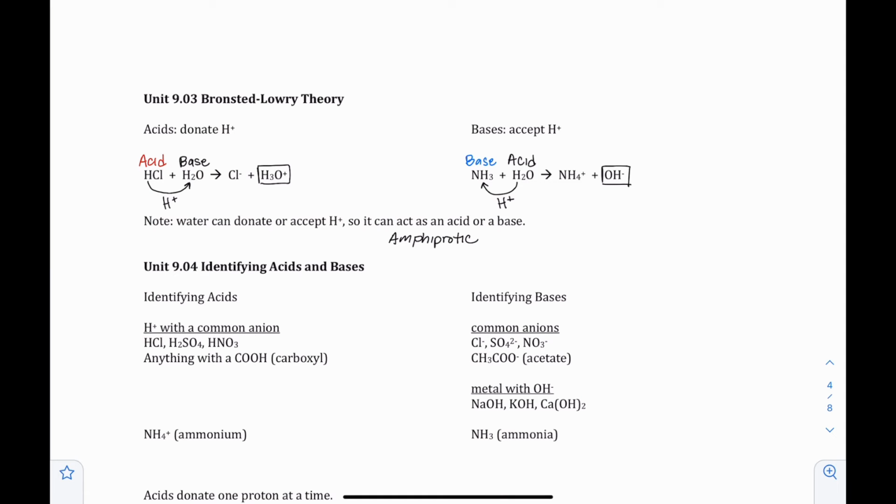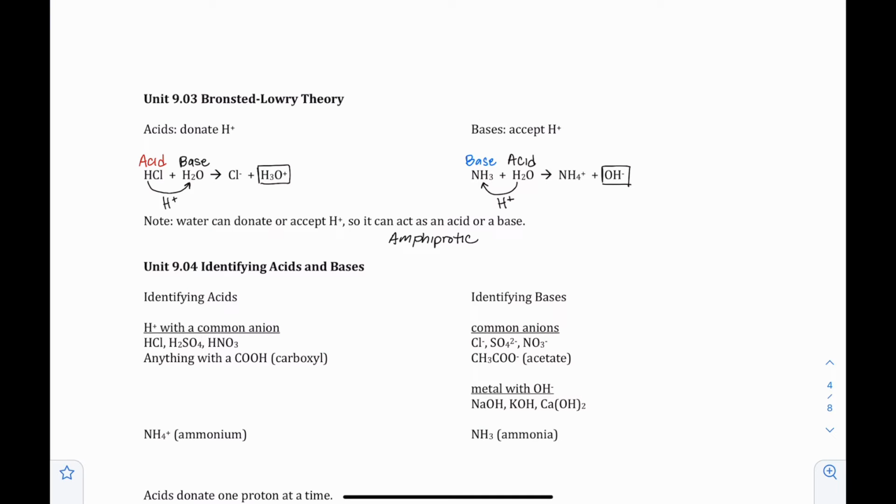According to the Bronsted-Lowry definitions, an acid donates a proton and a base accepts it, so H+ is transferred from the acid to the base. On the left, we can see that HCl donates H+ to water to form H3O+. That makes HCl the acid because it's donating the proton, and it means that water is the base because it's accepting it. On the right, water is donating H+ to NH3 to form OH-. That makes water the acid because it's donating a proton, and it makes NH3 the base because it's accepting it.